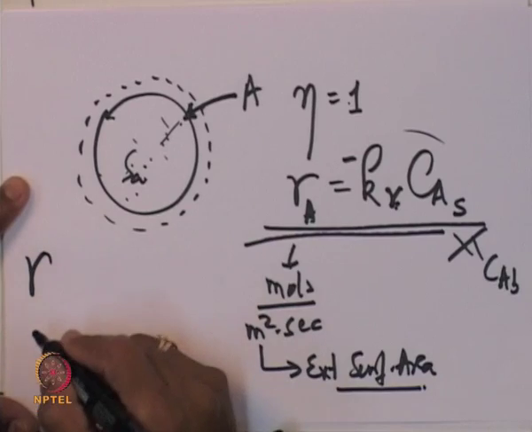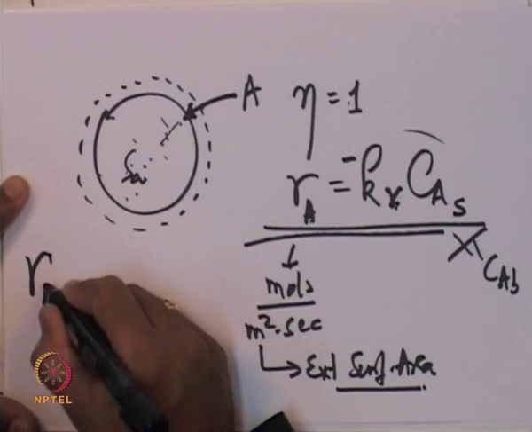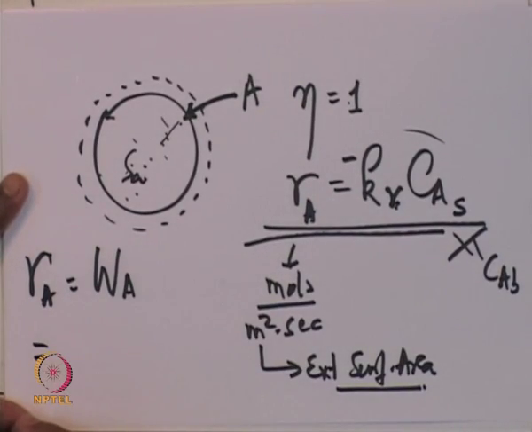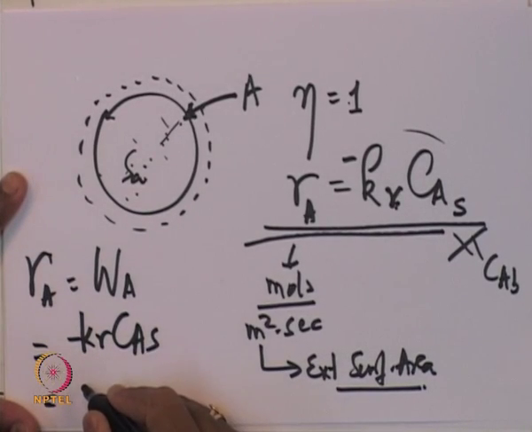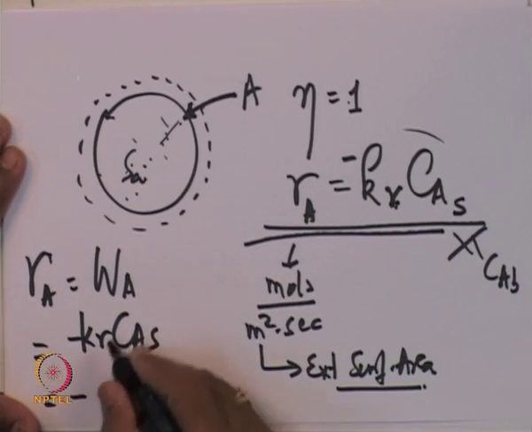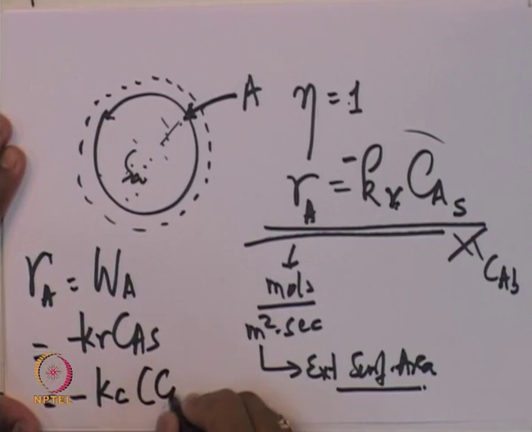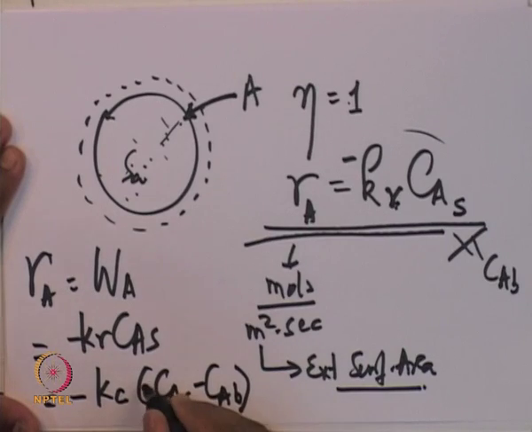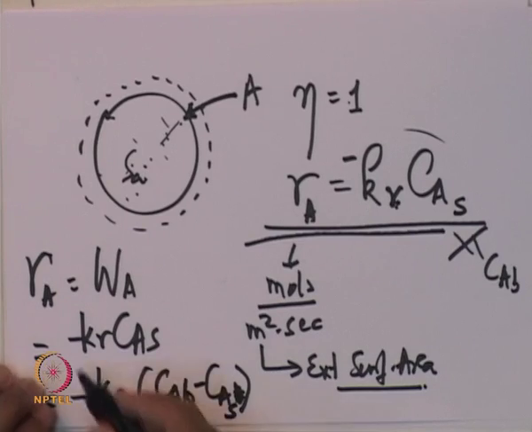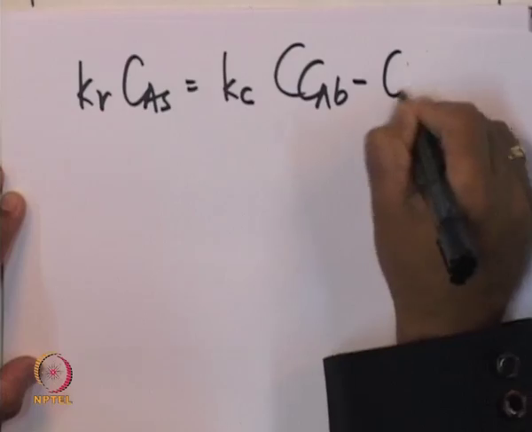Now, at steady state, RA is nothing but WA now, because I am talking about a flux here per unit external surface area, is equal to minus KR CAS and is equal to minus KC times CA surface minus CAB. Oh, sorry, it should be the other way around. It should be B here and surface here. Both are negative, the magnitudes would be equal. So, what I get here is KR CAS is equal to KC times CAB minus CAS.